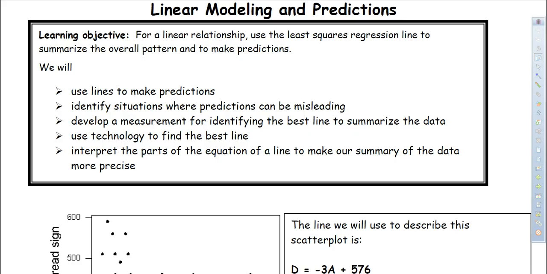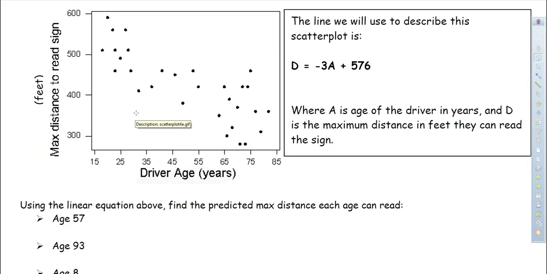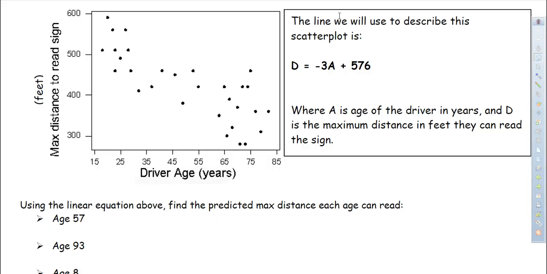So our learning objective is for a linear relationship, use the least squares regression line to summarize the overall pattern and to make predictions. And here's just some bullet points of things that we will get to. If you want to read through them, pause it, but let's continue. Let's go back to our example. So we've seen this example a few times. So we're looking at this line.